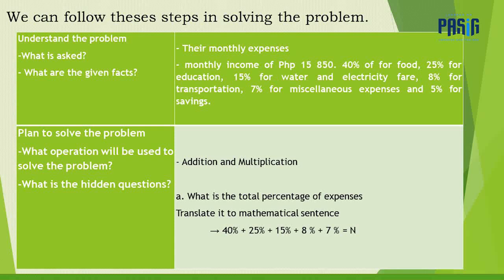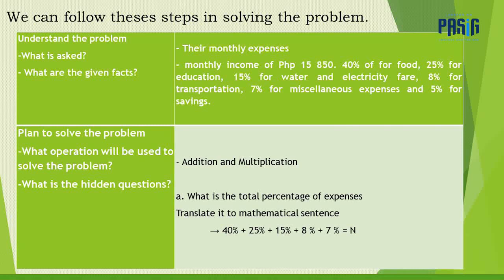The monthly income of 15,850 pesos, 40% for food, 25% for education, 15% for water and electricity fare, 8% for transportation, 7% for miscellaneous expenses, and 5% for savings. Then, we have to plan to solve the problem. Under this one, we have what operation will be used to solve the problem. And the problem needs an addition and multiplication. Next step, we plan to solve the problem. Under it, what operation will be used to solve the problem? The operation to be used to solve the problem is addition and multiplication.